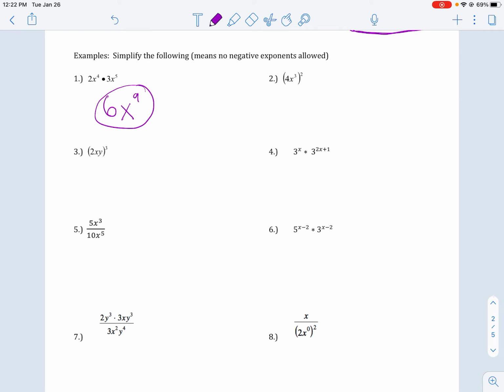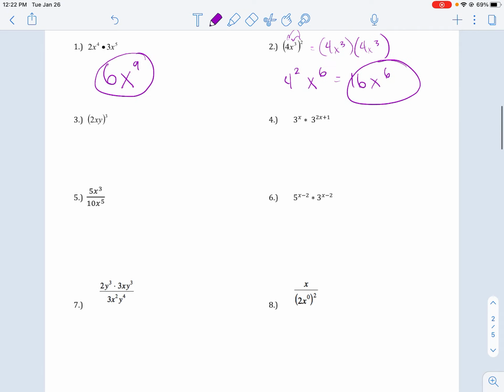Go to the next one. Technically this is this guy right here, right? So instead of doing that every time, let's just distribute this too. So it's going to be 4 squared, and then I'm going to multiply that 2 with that other exponent right there, which will give me x to the 6. And 4 squared is just equal to 16.